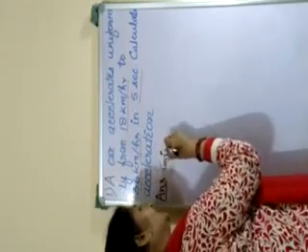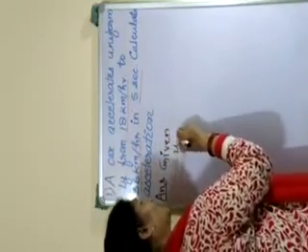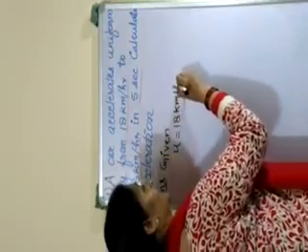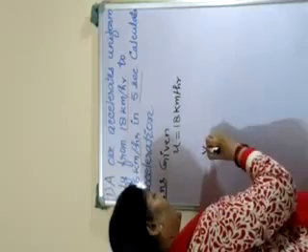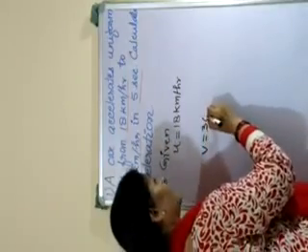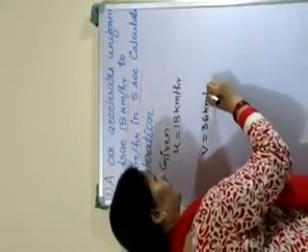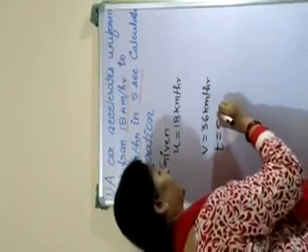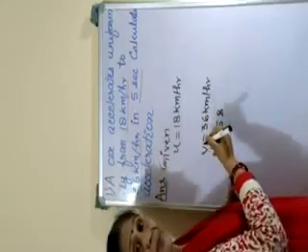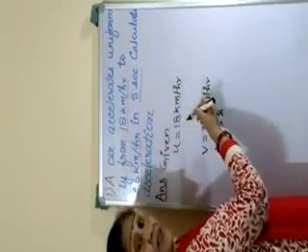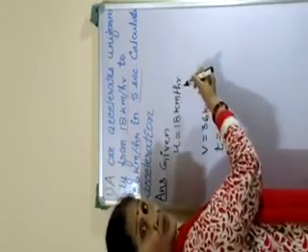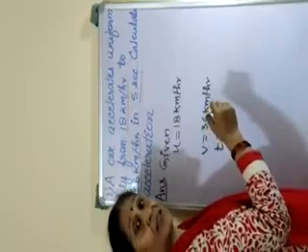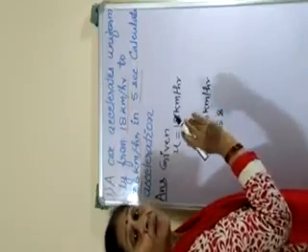Given: u is equal to 18 kilometer per hour and v is 36 kilometer per hour, and time given is 5 seconds. Now see here, the velocity is given in kilometer per hour and we should change it into the standard international unit, that is meter per second.